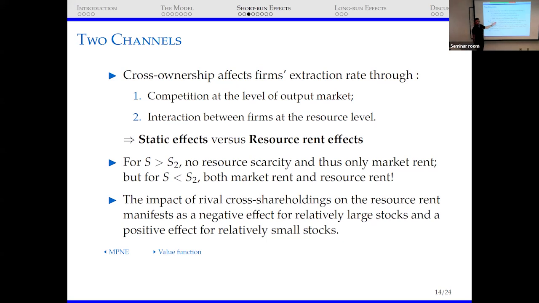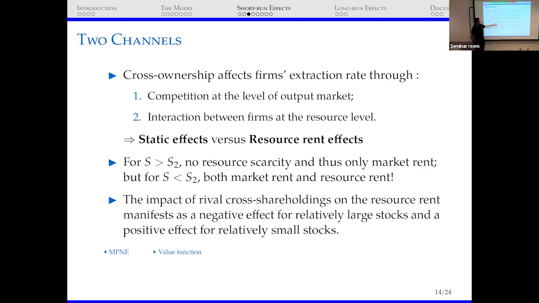When S is higher than S2, when the stock is really big or very abundant, there is no resource concern, and there's only the market effect. So when there are so many fish in the water, we don't care about the fish anymore. What we think about is the market. Am I going to extract all the fish and inundate the market with the resource, and then it's just going to decrease the price? So I don't want to do it.